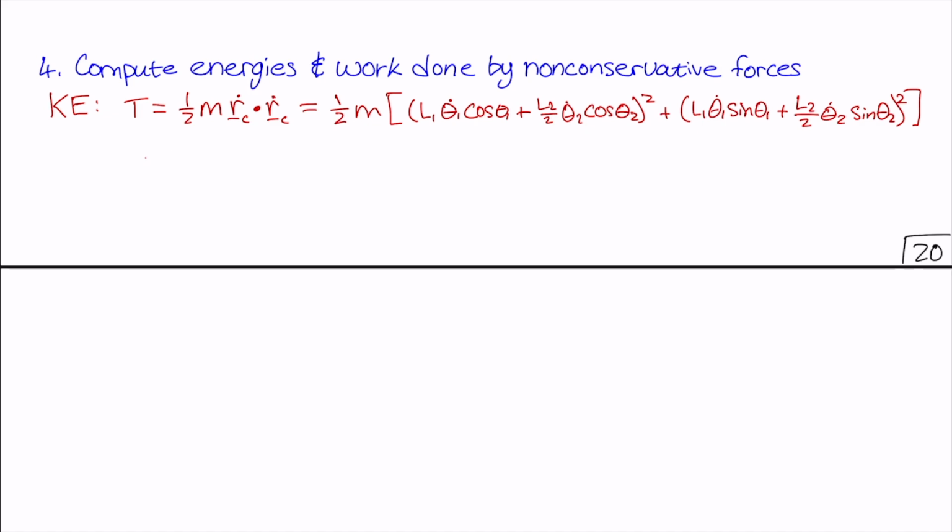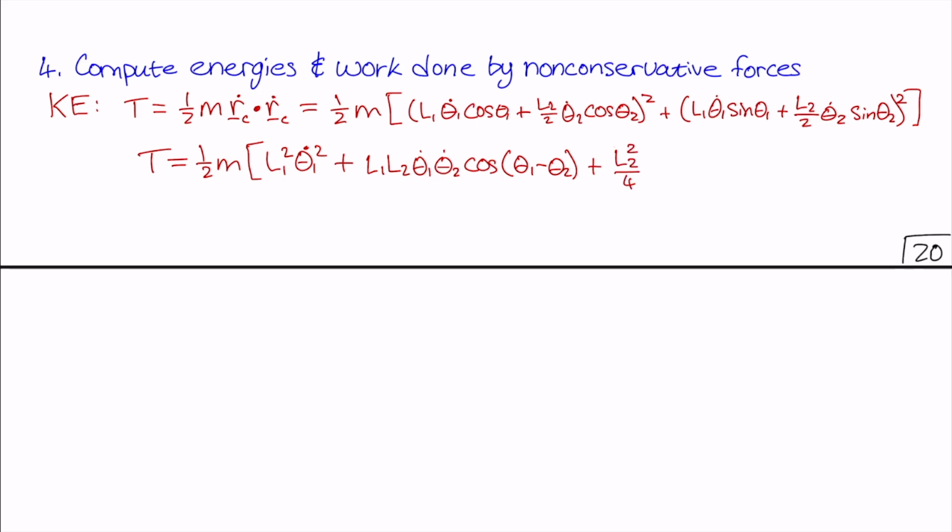You can expand this, do some algebra and apply some trig rules, and we'll find that the kinetic energy is 1/2 m times the quantity L1 squared theta 1 dot squared plus L1 L2 theta 1 dot theta 2 dot times cosine of theta 1 minus theta 2 plus L2 squared over 4 theta 2 dot squared.